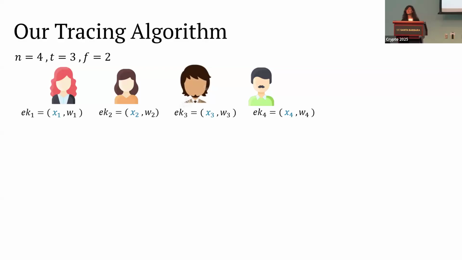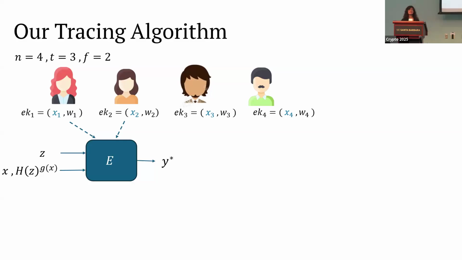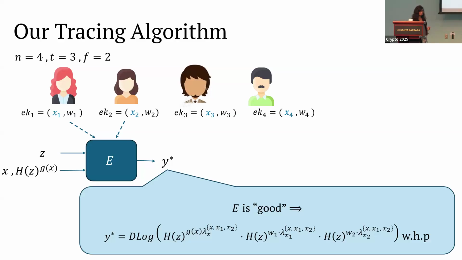So for that, let's get a bit more intuition about exactly what the box does. Again, we have this example where let's say the first two parties combine their shares and make an evaluation box E. As we saw before, this box takes as input a value z along with one evaluation share. I'm denoting that share here by a tuple x, comma hash of z to the power g of x. With these inputs, the box outputs some number y star.